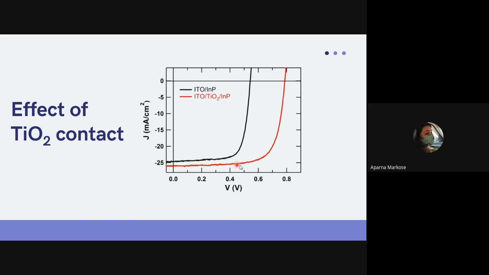You can see that if the voltage is more and the current is more, then basically there is more efficiency and more fill factor also. When we use the titanium dioxide layer in between the indium phosphide and the conducting oxide, you can see there is a huge difference in the efficiency, in the voltage, in the current. When current is minus 25, it means that it is more current. It doesn't mean that it is less current. It means more electrons are produced.